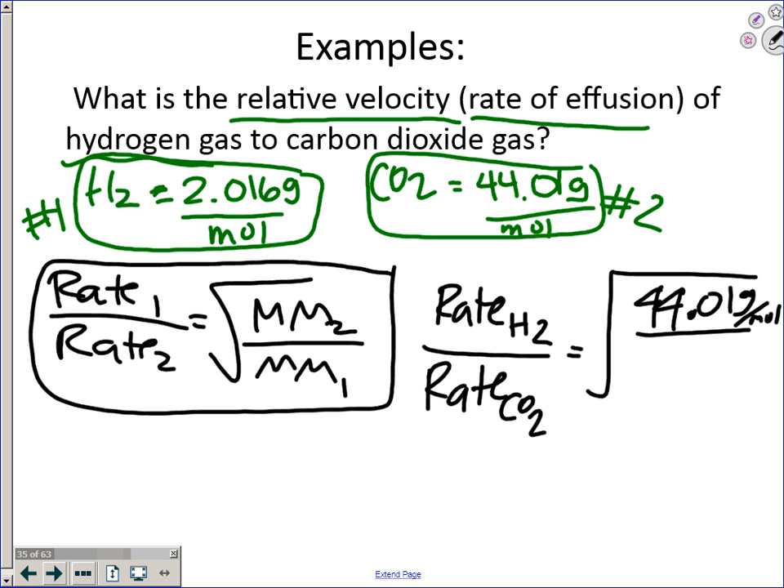Okay. All right, so we're dividing by what here? Grams per mole. What units cancel? Grams per mole. Hunter, what's 44 over 2? 22. Okay, so what's approximately the square root of 22? Let's approximate, guys, before I move on. What's the square root of 25? 5. So square root of 25 is 5, so this is going to be less than 5. So let's say 4 and some change.